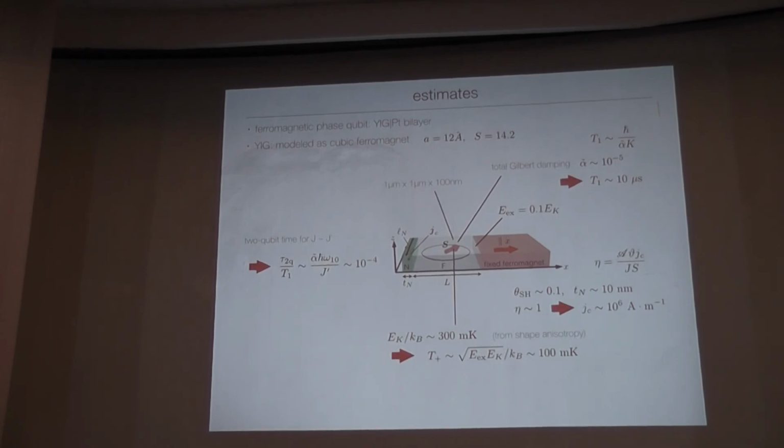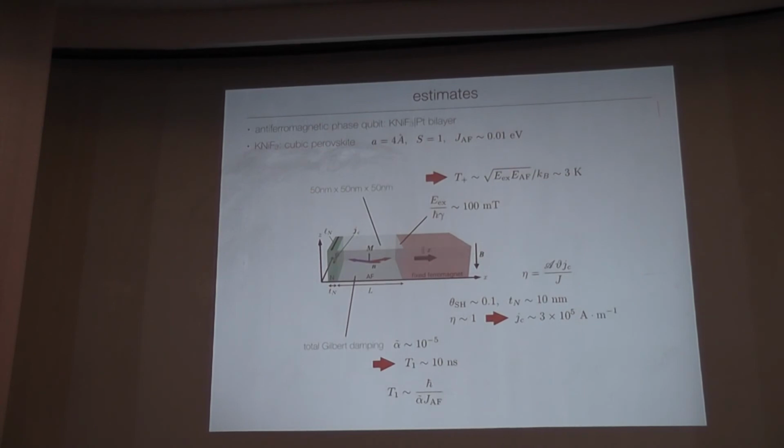All right, so now for the antiferromagnet. I'm going to consider a potassium nickel fluoride platinum type bilayer, let's say. Potassium nickel fluoride is a cubic perovskite material, and the lattice constant is about 4 angstroms. The total spin on each site is about 1, and the internal antiferromagnetic exchange scale is about 0.01 eV.